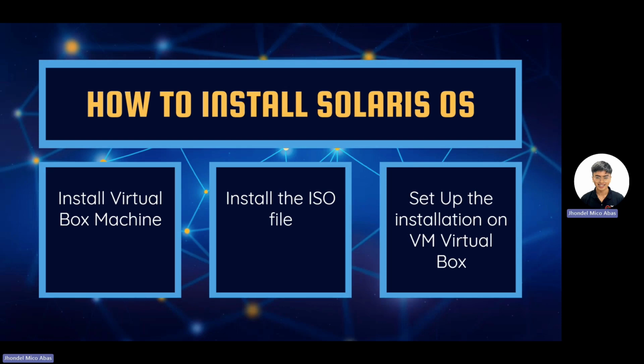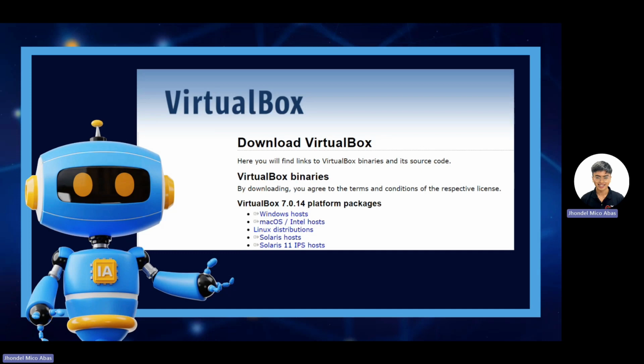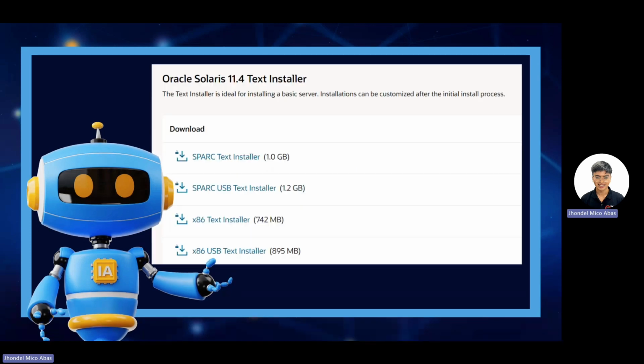Next is to set up the installation on VM VirtualBox. Again, if you don't use VirtualBox, you can use a bootable drive using Rufus. Since we demonstrated how to use VirtualBox, I will show you what we did step by step. First, we install VirtualBox from this link. We choose Windows host because our device is in Windows. Next, we choose the x86 text installer.